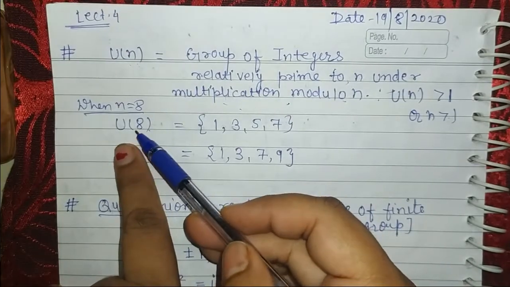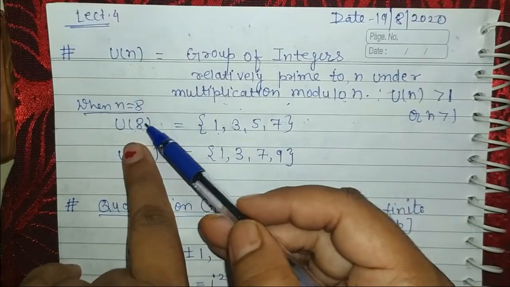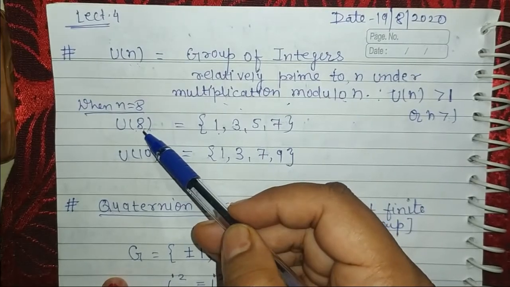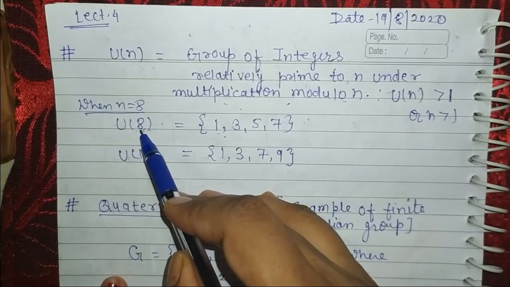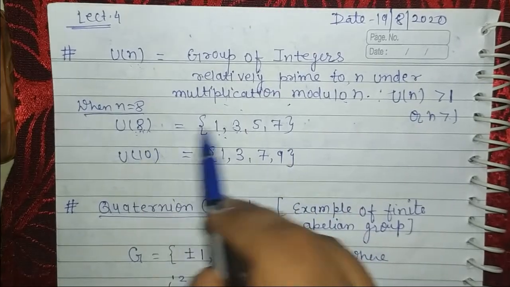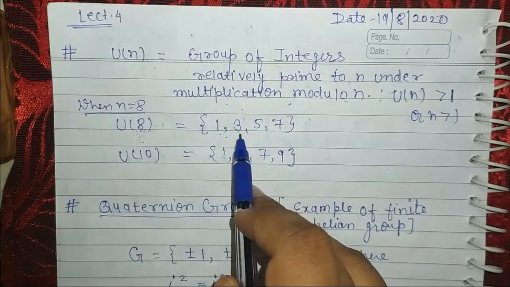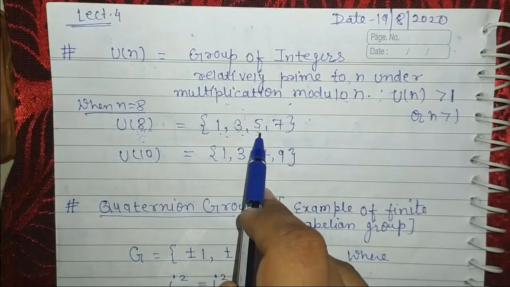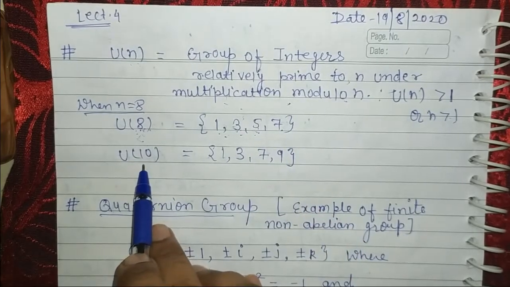Suppose we are finding here the U8. 1, 2. 2 is divided by 8, so 2 can easily divide 8. So 2 does not belong to this set. 3 and 8 are both relatively prime because the GCD of 3 and 8 is 1. Similarly 4 and 8, GCD is not 1, so 4 does not belong to this set. GCD of 5 and 8 is also 1, so this 5 is entered in the set. Similarly 7.